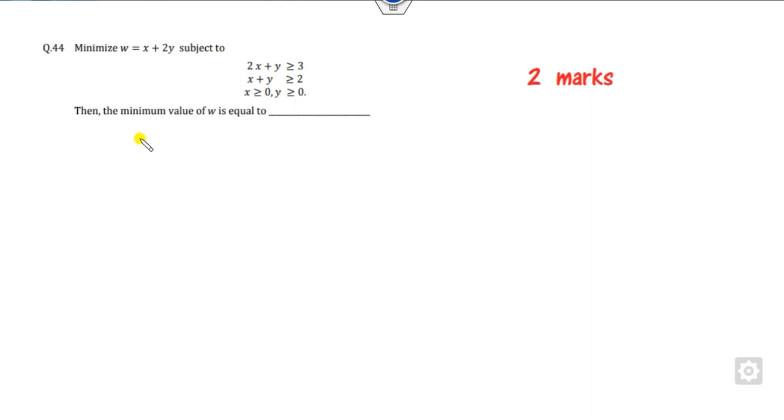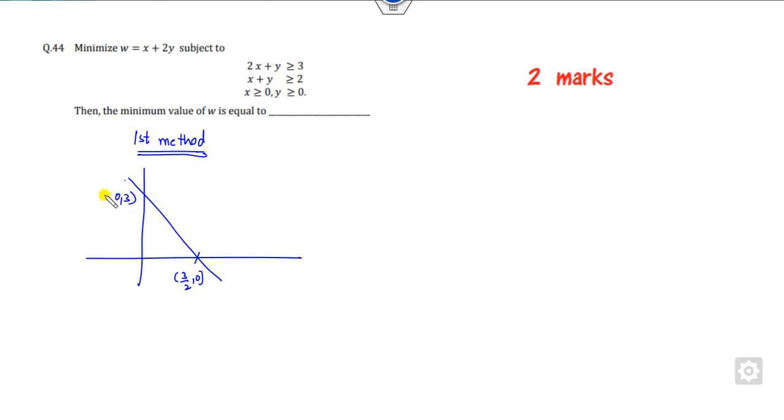There are 2 ways you can solve that. I will tell you the first method, followed by the second. The first method is that you can solve it graphically. What is the first line? This is the line corresponding to it. This is my (3/2, 0) and this is my (0, 3). And the second line is the one through 2 and 2. This is the line corresponding to this. Since both the constraints are greater than or equal to, what is the feasible area? So this is my feasible area.